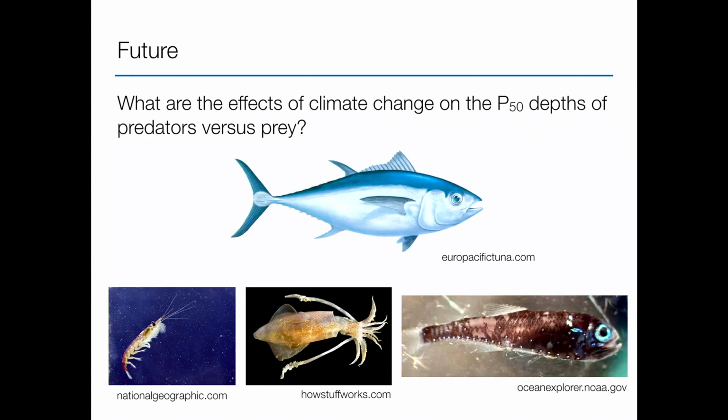I think one of the next big steps in this is trying to figure out predators versus prey. If prey are shifting and the predators are shifting the same, maybe there aren't going to be that big of an effect. But maybe if the prey and the predators aren't shifting in the same ways, there could be actually much bigger effects. So depending on what the predators versus prey are doing could have an impact.